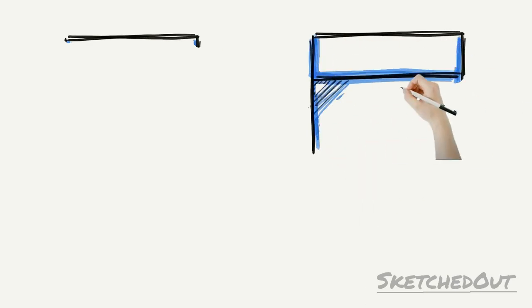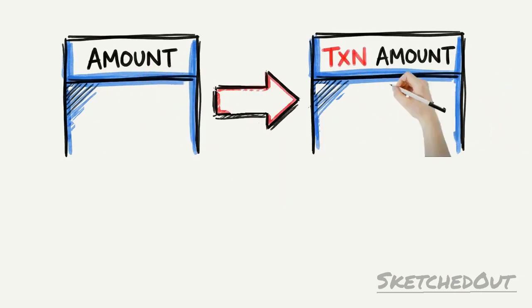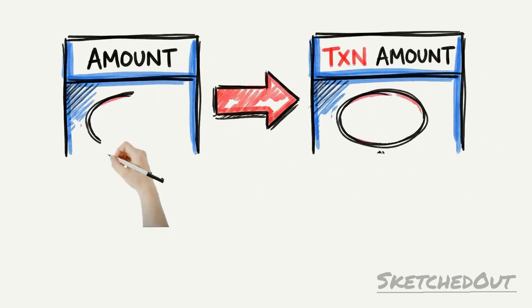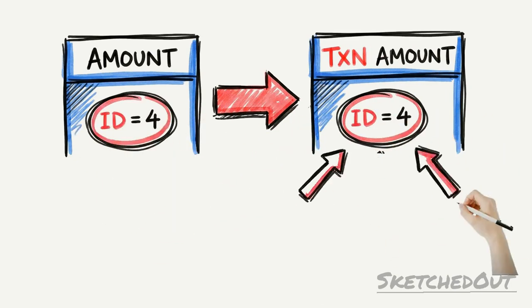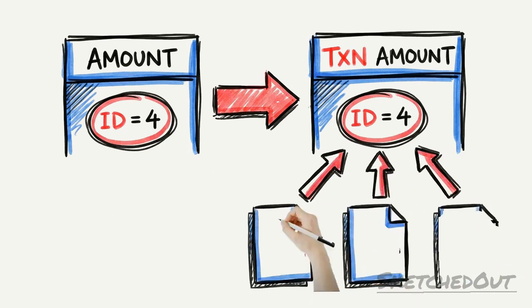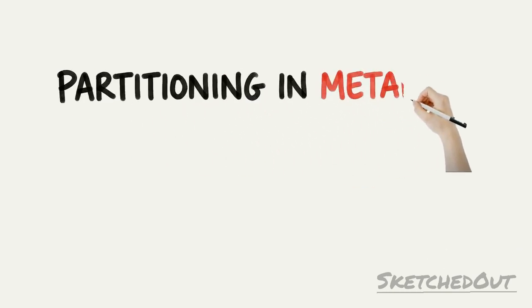A column labeled amount with a badge reading ID equals 4. An arrow shows it renamed txn_amount, while the badge still reads ID equals 4. Below, 3 data files all still pointing at ID equals 4. That's the difference between schema changes being routine and being something a team avoids for years because the last one caused an incident. One more thing moves into metadata and it saves query writers the most daily pain.